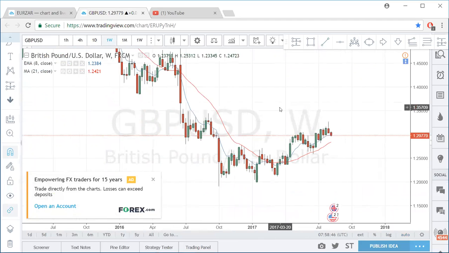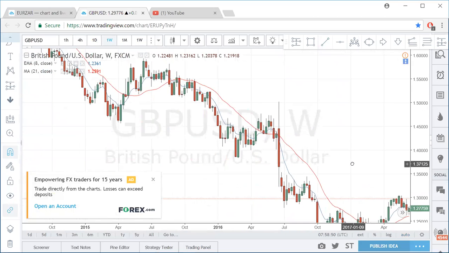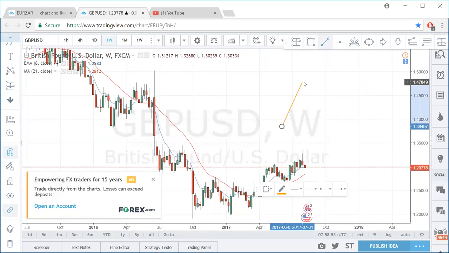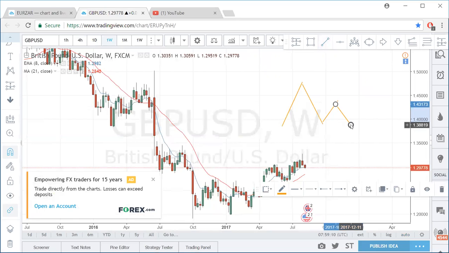Head and shoulders. Head and shoulders, right? Now, a head and shoulder is always like this. Let's say you have your head, you have your shoulder. Forgive me for my drawing. I need to take art classes so I can draw perfectly.